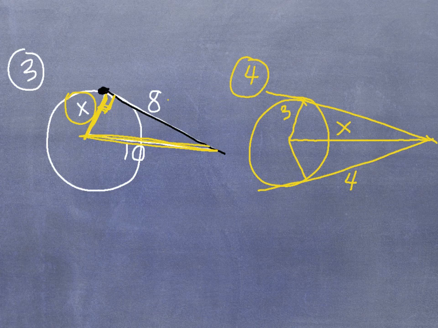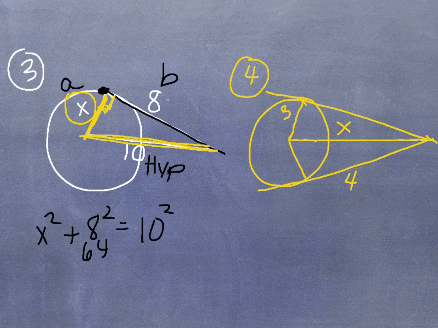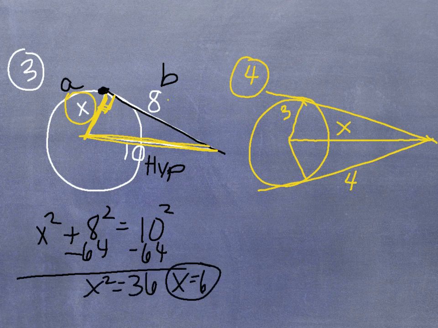Hopefully you recognized already that we're going to do the Pythagorean theorem. What I like to identify first is my hypotenuse. So 10 is my hypotenuse. And then x and 8 are going to be a and b. So I'll go x squared plus 8 squared equals 10 squared. 8 squared is 64, so I'll subtract 64 from 100, and I'll get x squared equals 36. And so x is going to be 6. So my radius up here is going to equal 6.